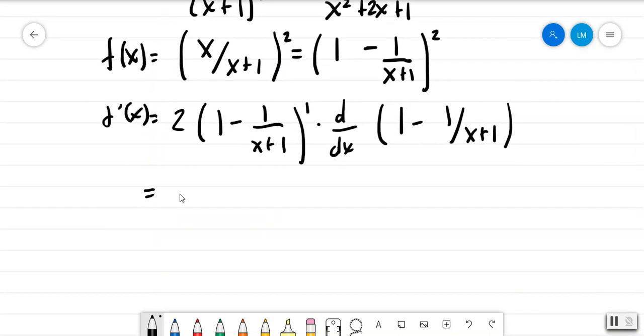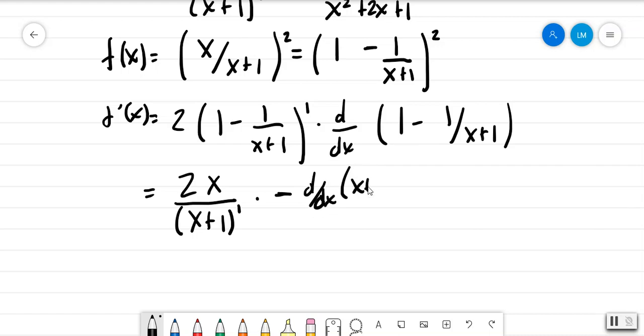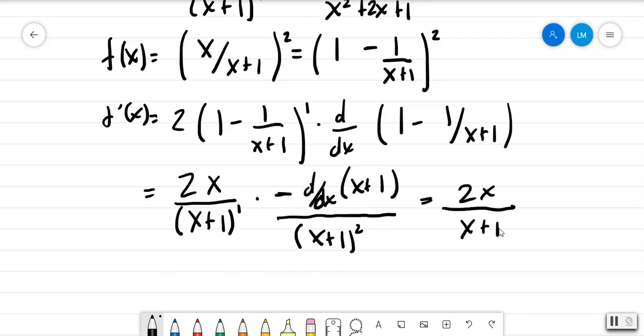So we have that this would be equal to 2 times x over x plus 1, just to the first power, multiplied by the derivative of this, which is going to be negative the derivative of x plus 1 divided by x plus 1 to the second power. But this is equal to 2x divided by x plus 1 to the third power, which essentially is the exact same thing, but just using a different method, or approach for that matter.